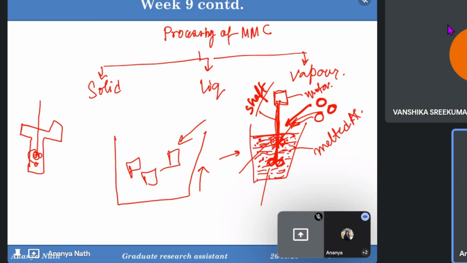And there is another problem, because at the time of pouring the particles, it will be open to air. The melted aluminum will be open to air, and from the normal environment we are just mixing or pouring the particles. So that may introduce some gas porosity. So that is another problem regarding the stir casting route for MMC formation.